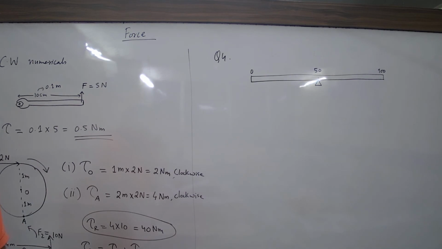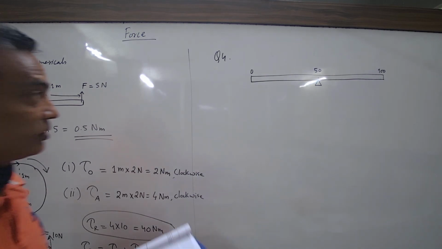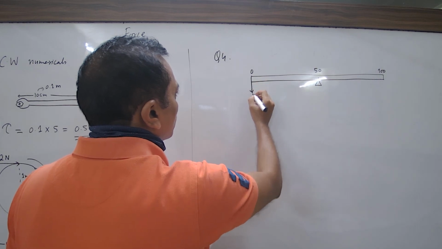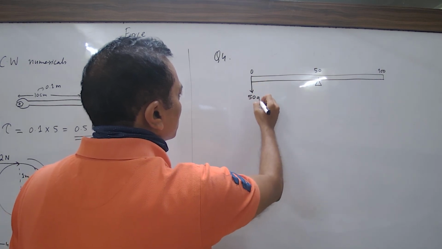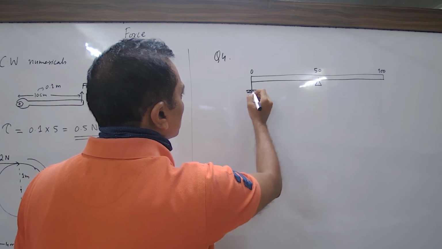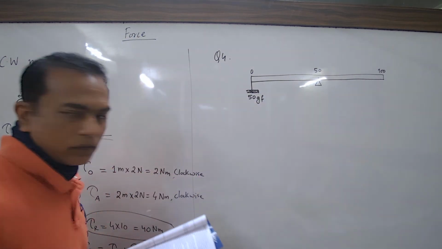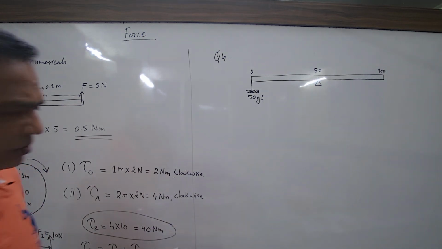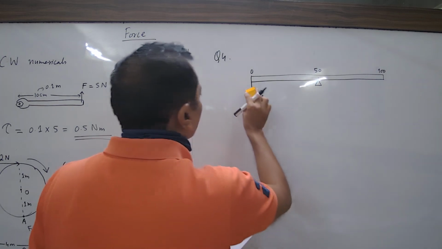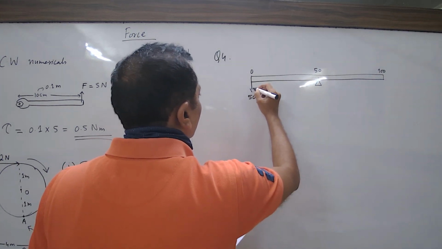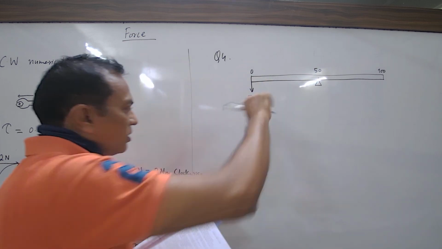A weight of 50 gram force is suspended at one end of it. So let us say we are taking the left as the one end. So a 50 gram force weight is suspended here, in the downward direction. So either you show the weight or you can just show the down arrow. Arrow is better because it gives you the sense of rotation.